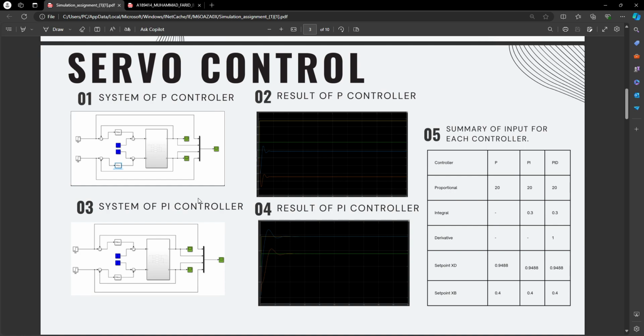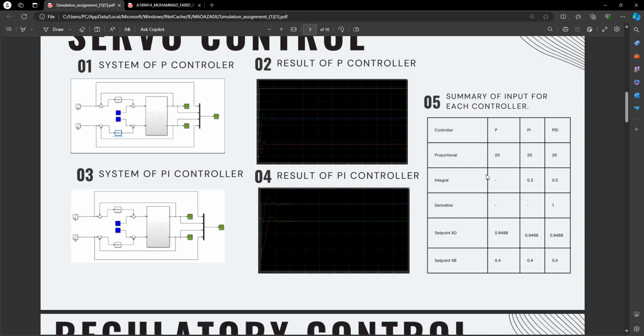And then we are going through the system of PI controller. We are going to use the same values of XD and XB, which is 20, with the integral value of 0.3. So this is the result of the PI controller, and this is the summary of input for each controller, which consists of the proportional, integral and derivative values, the set point of XD and the set point of XB.